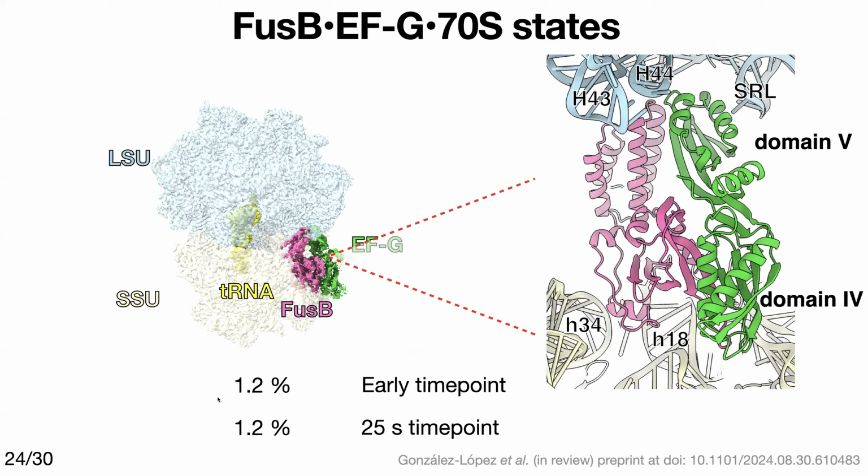But since this is not very populated and is about the same population at both time points, and it's bound in a non-canonical region and fusidic acid is not bound to EFG, we concluded that this must be a rebinding state. Because we have FusB and EFG together in solution, they may rebind in this way, but we don't think it has relevance in terms of fusidic acid resistance.